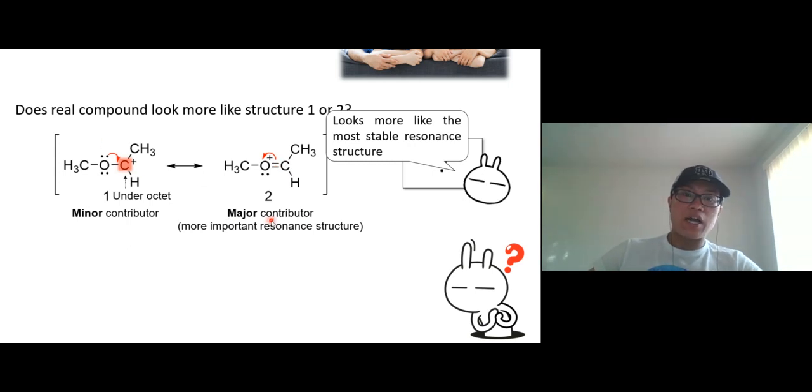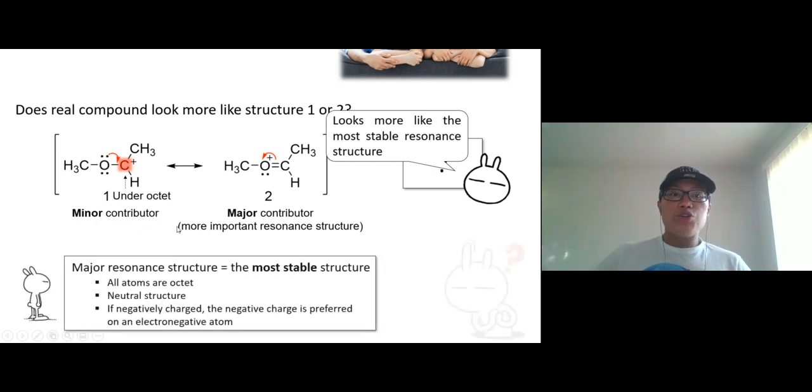We call it the major contributor. Then this one is a minor contributor. Now, how do you know which resonance structure is a major contributor? Well, we check the stability, right? Here's the criteria. All atoms are octet. We prefer a neutral compound over a charged compound. In case that we have a negative charge in a compound, we prefer the negative charge on an electronegative atom, which makes sense. Electronegative atoms love to have electrons, pulling electrons to themselves.